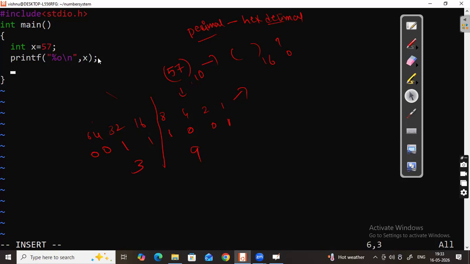Simply printf decimal 57. What is the format specifier for hexadecimal? Percentage x. So we print decimal 57 in hexadecimal. What is the answer if you print decimal 57 in hexadecimal? 39. Getting my point? So this last printf output is 39.